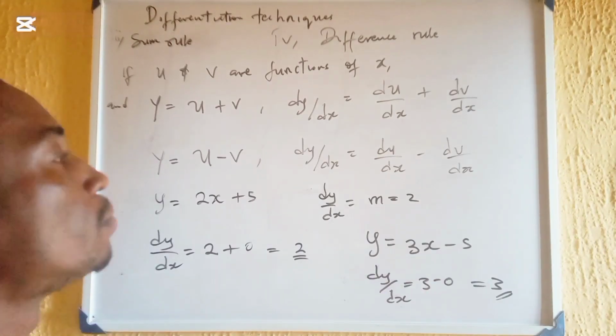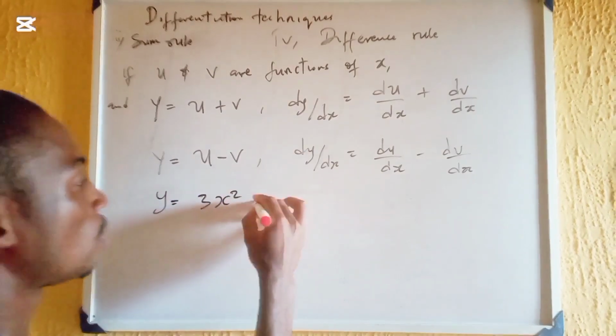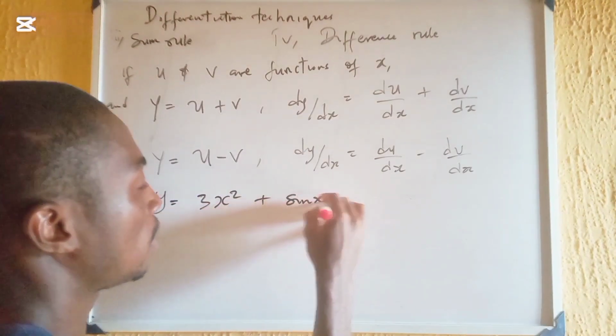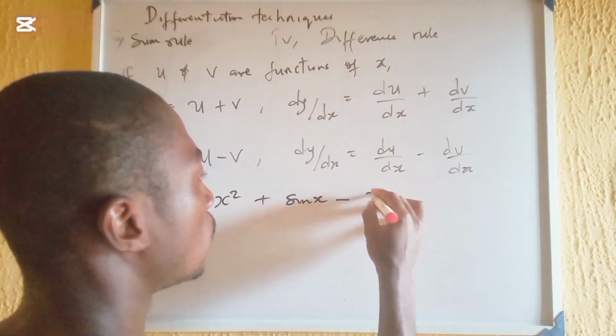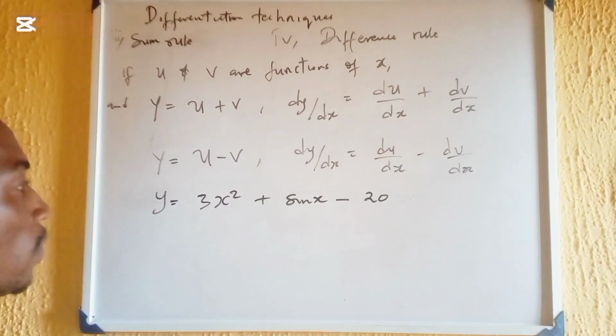Let's assume that y is equal to 3x squared plus sine x minus 20. And you are asked to get the derivative of y.